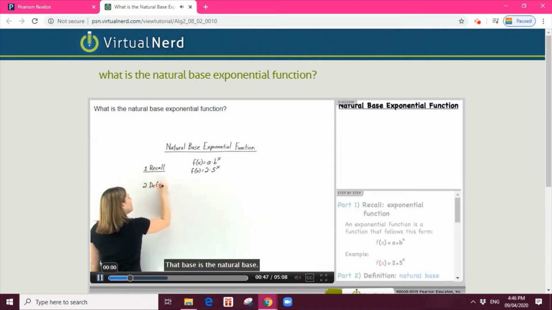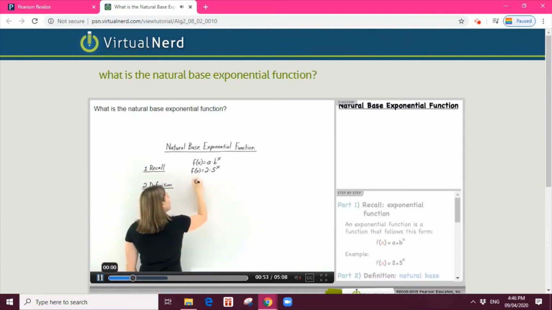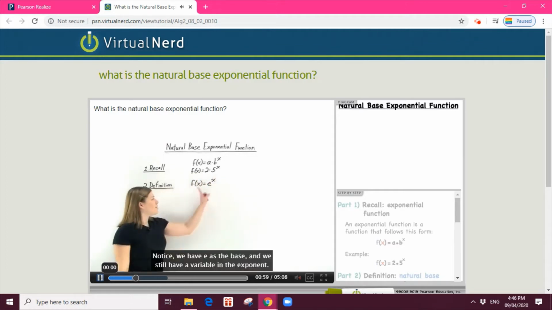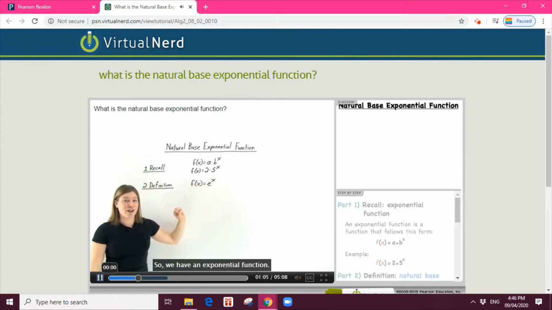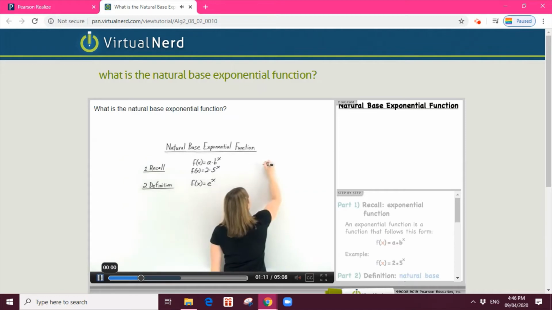Now, a natural base exponential function has a special base. That base is the natural base. The natural base, remember, is e, an irrational number. So we would have f of x equals e to the x power. Notice, we have e as the base, and we still have a variable in the exponent, so we have an exponential function. But because e is the base, it's called a natural base exponential function.